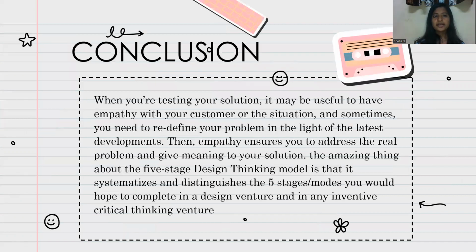Now I would like to conclude the topic. When you're testing your solution, it may be useful to have some empathy with your customer or the situation, and sometimes you need to redefine your problem in the light of the latest developments. Empathy ensures you address the real problem and give meaning to your solution. The amazing thing about the five-stage design thinking model is that it systemizes and distinguishes the five modes you could hope to complete in a design venture and in any innovative critical thinking venture.